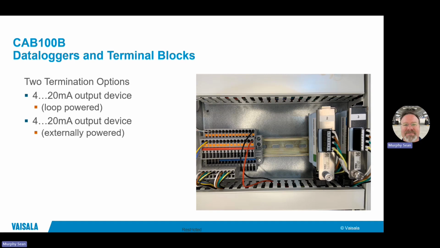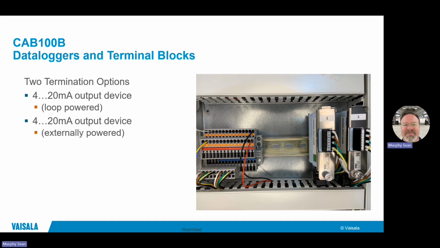So the standard configuration for CAB 100B with 4 to 20 milliamp inputs is going to be loop powered. So in other words, it's not just connecting to the terminals on the data logger, it's actually connecting to the power source on the panel, providing 24 volts injection into the signaling loop.